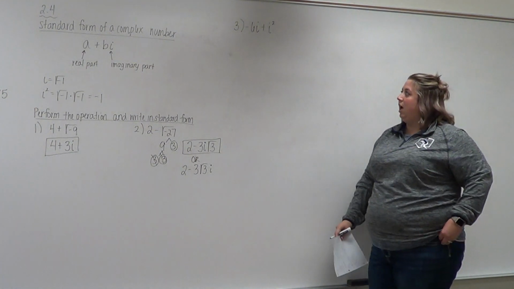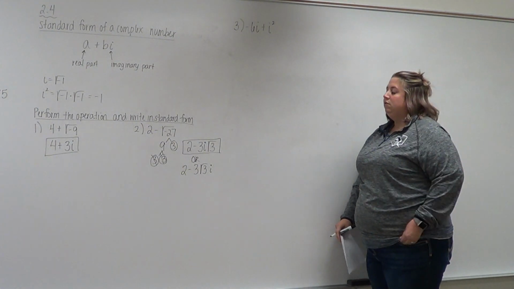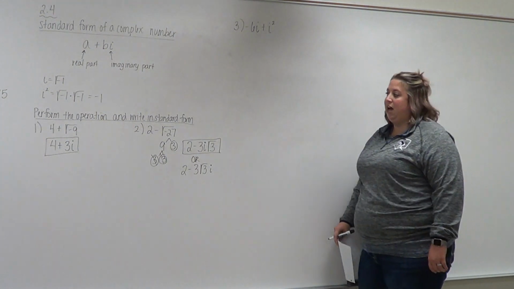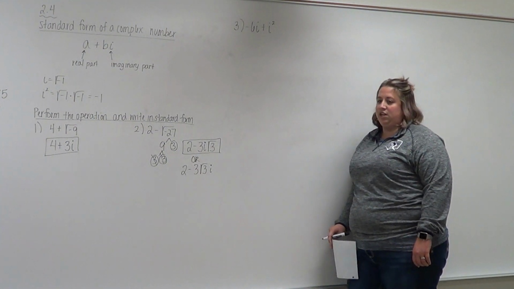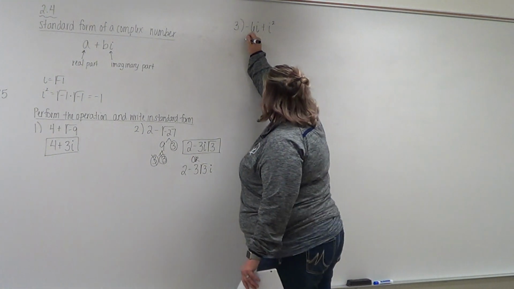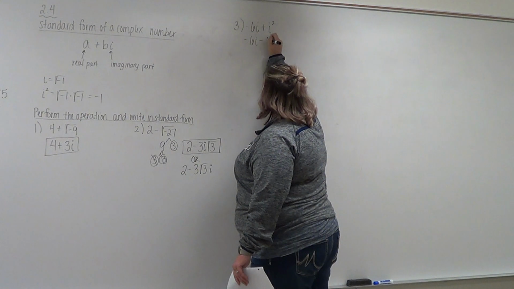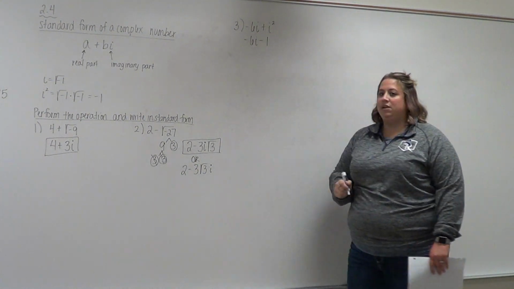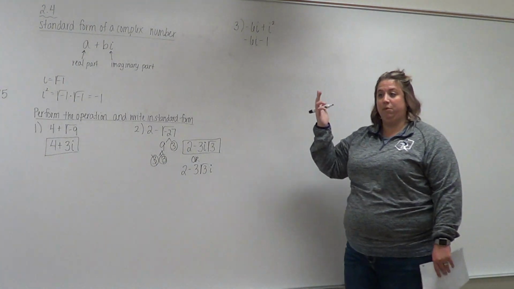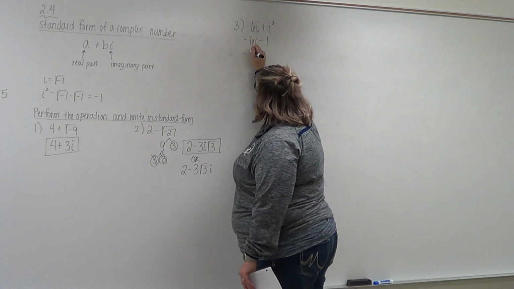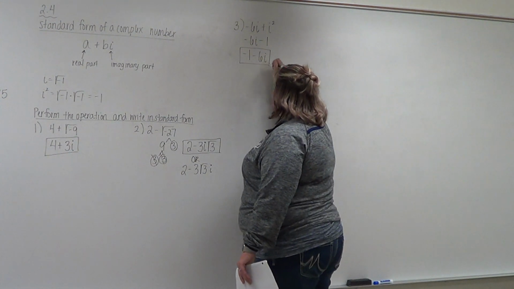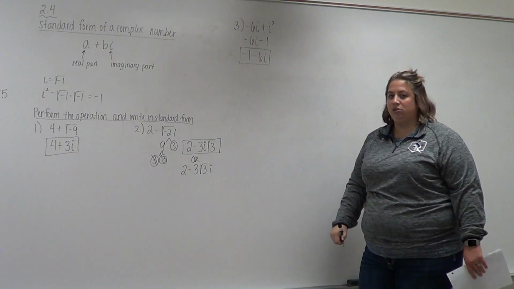Alright, -6i plus i squared. Okay, I can't have i squared, so what am I going to replace i squared with? -1, so I would have -6i minus 1. Okay, but that's not my final answer because I need to have the real part first. I'm going to have to flip them. So I would have -1 minus 6i. So the real part's always going to come first.